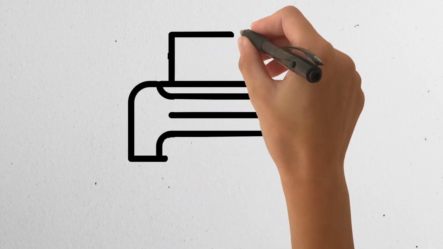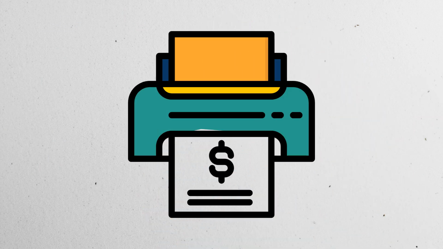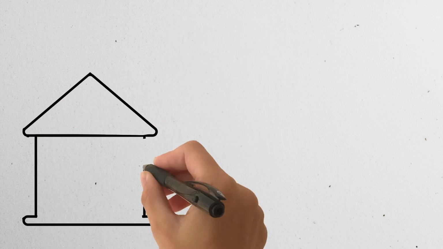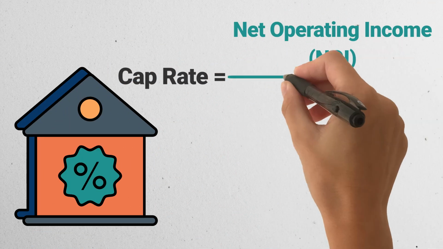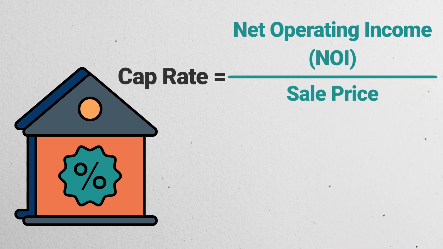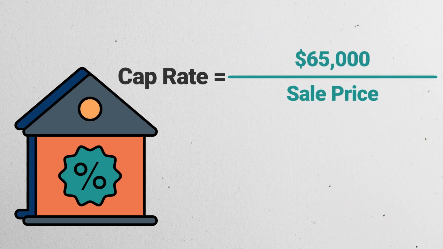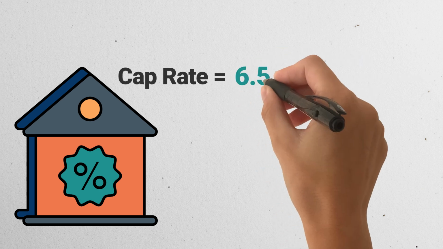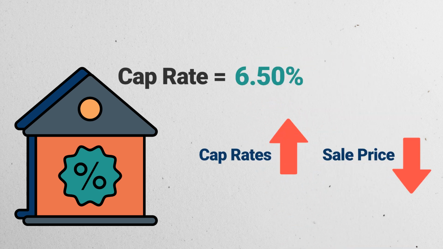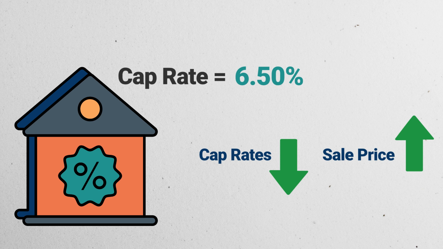All right, now let's get to the fun part. So how can you use a rate cut to print money in real estate? Real estate deals are valued based on cap rates. To keep things simple, the cap rate is the property's NOI divided by the property's sale price. So if a property's NOI is $65,000 and the sale price is $1 million, the cap rate would be 6.5%. Simple. You lose money when cap rates increase during your hold, and you make money when cap rates decrease during your hold. So how do the Fed rate cuts tie into this?